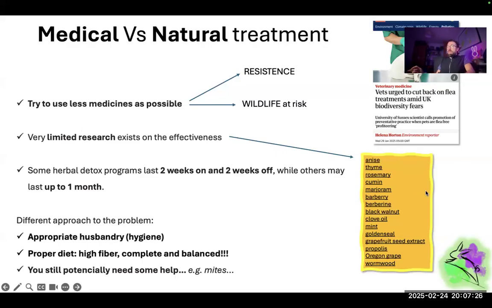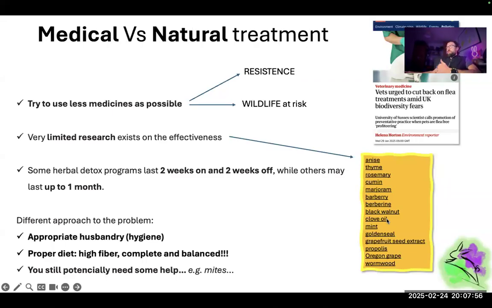I mean, because for many of them, there is very limited research on their effectiveness. Some herbal detox programs last like 2 weeks on, 2 weeks off, while others may last up to a month. In the past, I used neem oil several times, which is very effective, but more as a preventative treatment, not a proper treatment to fight mites or other external parasites.